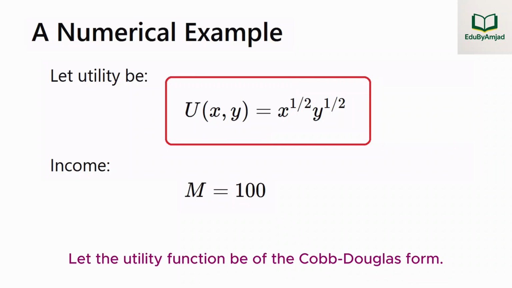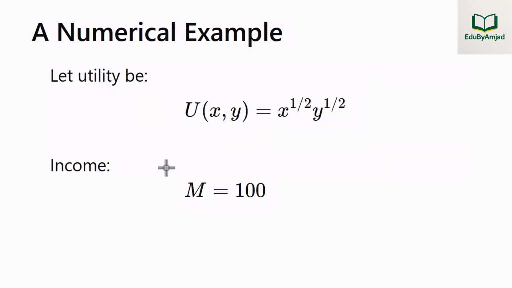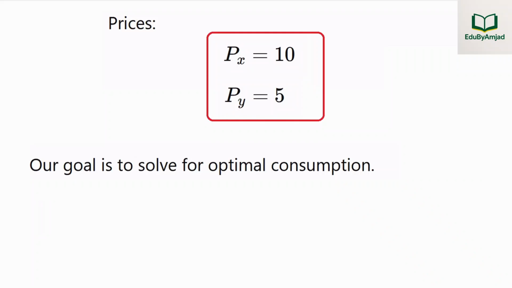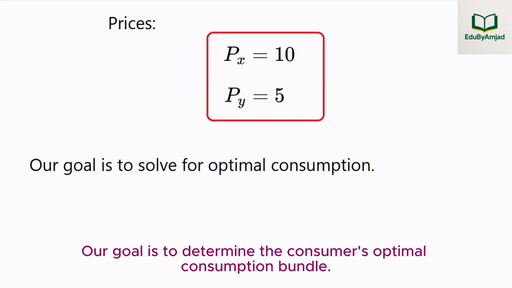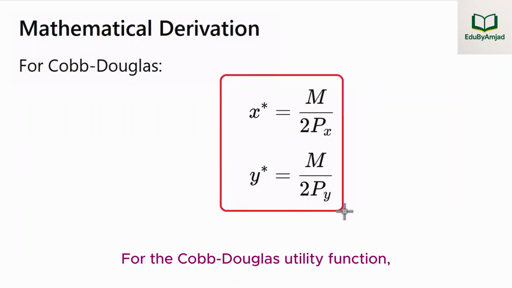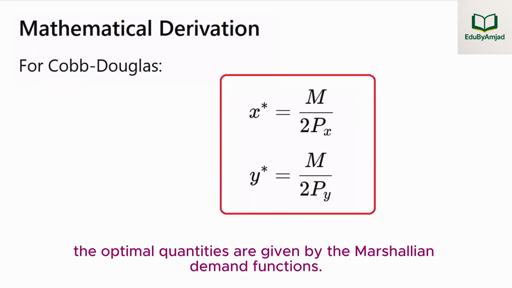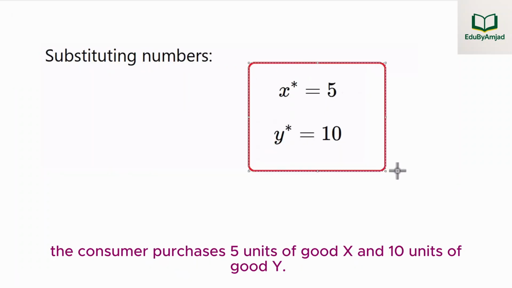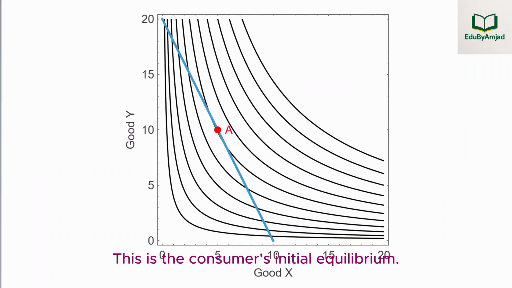Let the utility function be of the Cobb-Douglas form. Income is 100 units of currency. Initially, the prices of goods X and Y are 10 and 5, respectively. Our goal is to determine the consumer's optimal consumption bundle. For the Cobb-Douglas utility function, the optimal quantities are given by the Marshallian demand functions. Substituting the given values, the consumer purchases 5 units of good X and 10 units of good Y. This is the consumer's initial equilibrium. Let us call this point A.